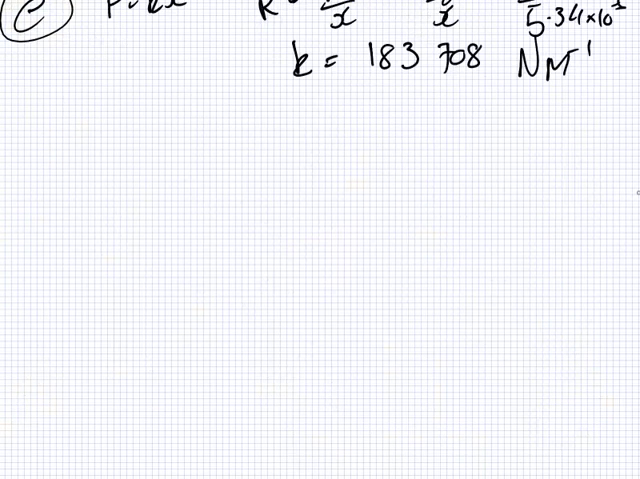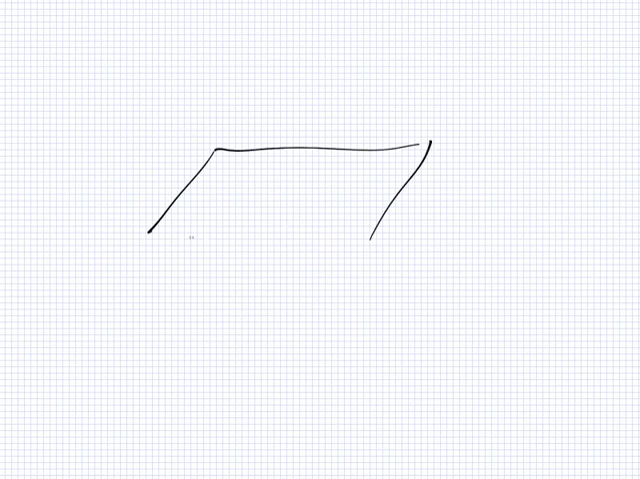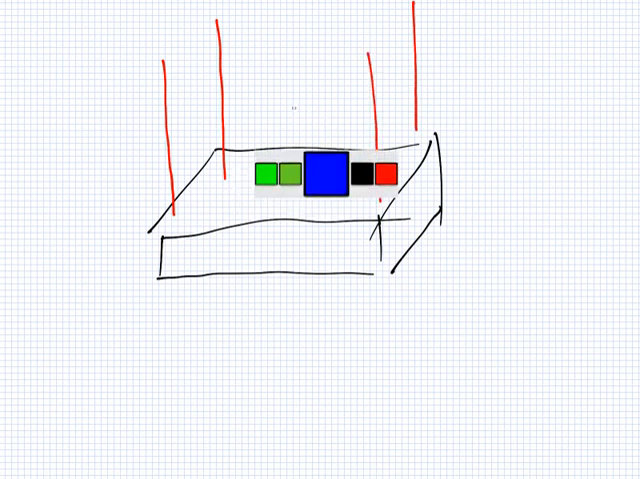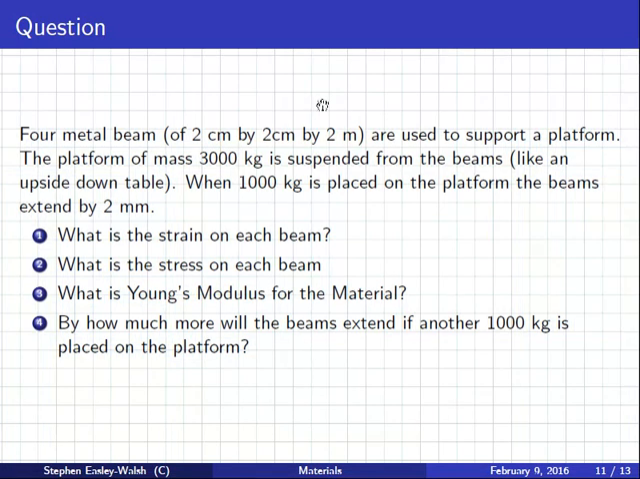So here, I'll draw it for you. What you have here is a platform, and there are four metal beams holding the platform in place from the ceiling, something like this, and then there's a mass placed on top of it. Got a picture drawn?